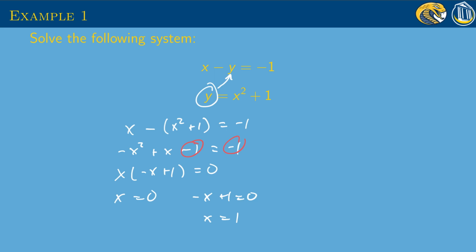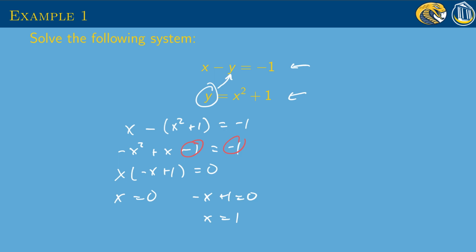Now that we have two solutions, we have two choices. Technically, we can plug these into either of these equations, and they will both give us the correct answer. However, in some cases, plugging into the nonlinear equation can result in what's called an extraneous solution, or a solution that doesn't actually show up. And so I'm going to plug them into the linear equation and suggest that you do the same if you have one.